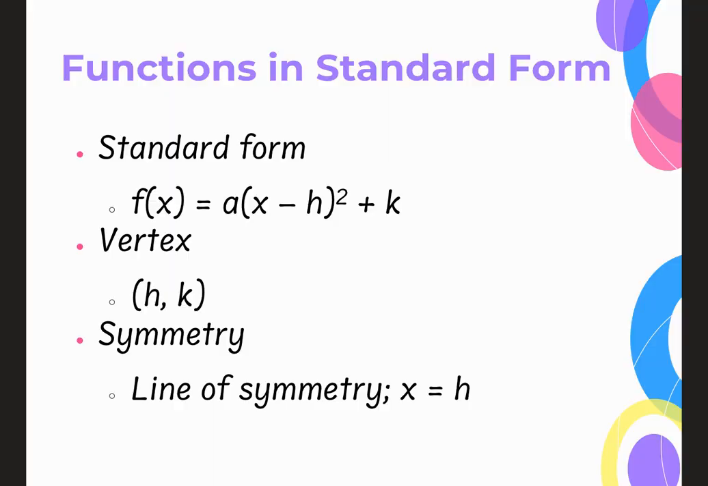All right, now if it's in standard form, it looks like this. f of x equals a times x minus h squared plus k. The a on the front still does the same thing as before, either flips it up or down, stretches it or shrinks it. The h is going to be your horizontal shift. The k is going to be your vertical shift. So that vertex is your (h, k), and your axis of symmetry is x equals h.